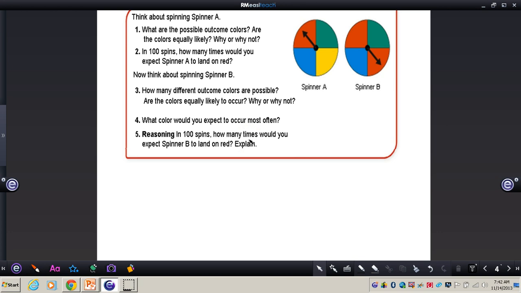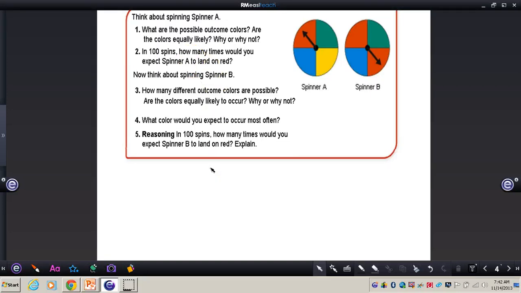Okay, and the reason why it's no is there are twice as many red sections as any other color sections. Okay, so you can see it's more likely that we land on red. It's less likely that we'll land on green or blue. However, it's impossible to land on the color pink, for example, because it's not even there. All right. Now, question number 4, what color would you expect to occur most often? That would be red.